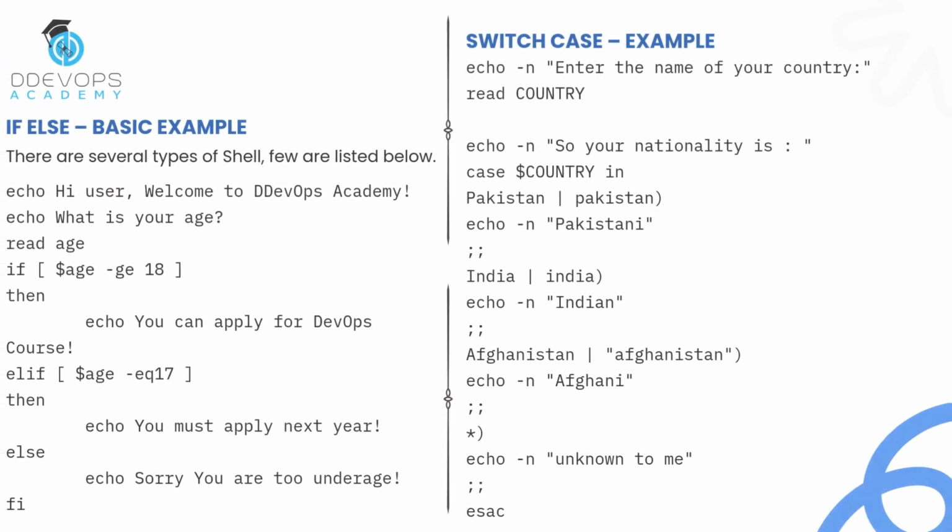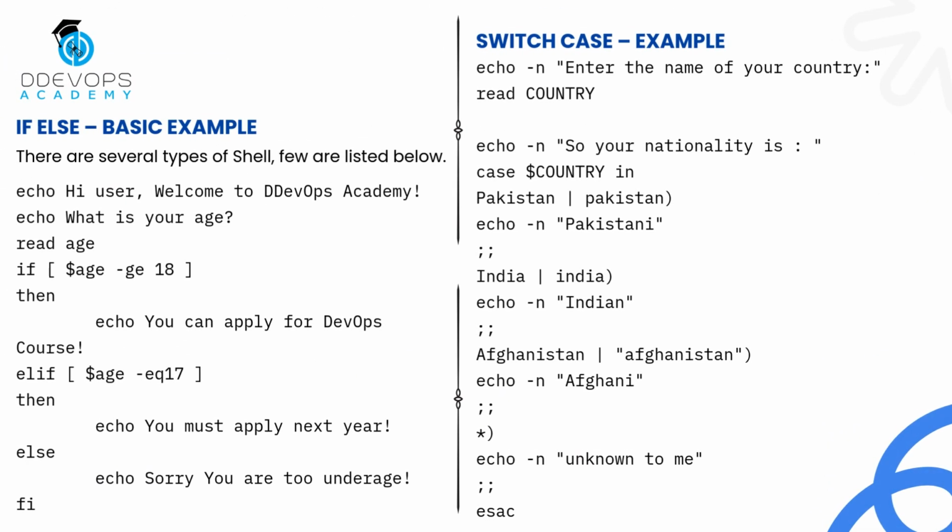Let's explore decision-making in shell scripts. The if-else example checks a user's age and responds accordingly, perfect for eligibility checks.